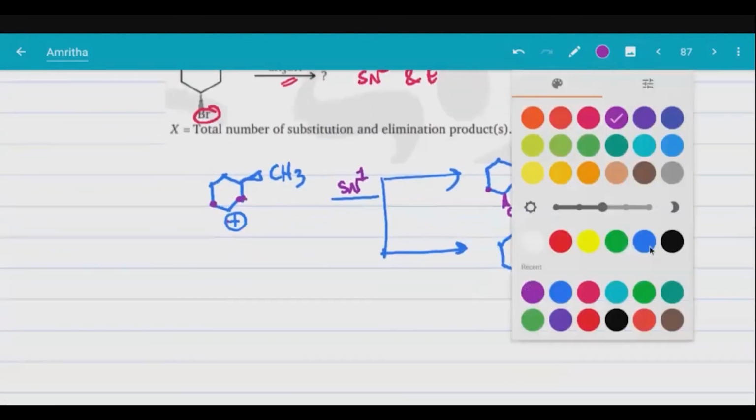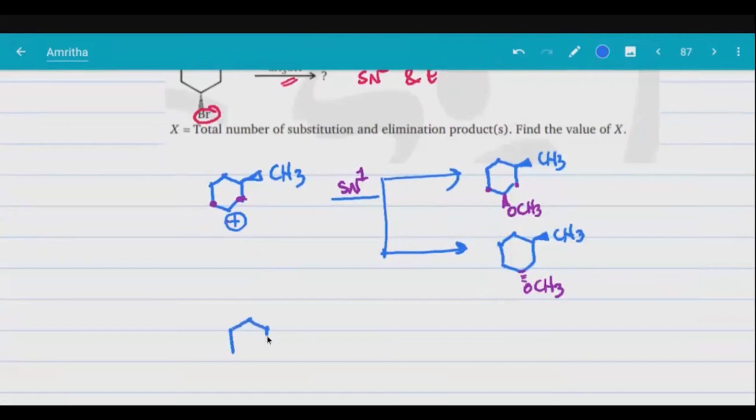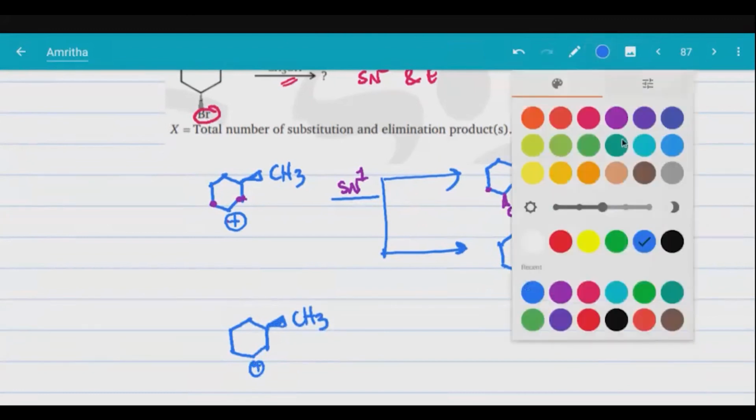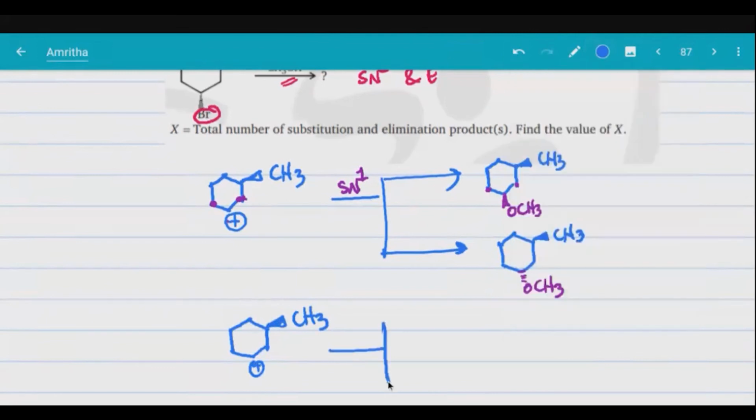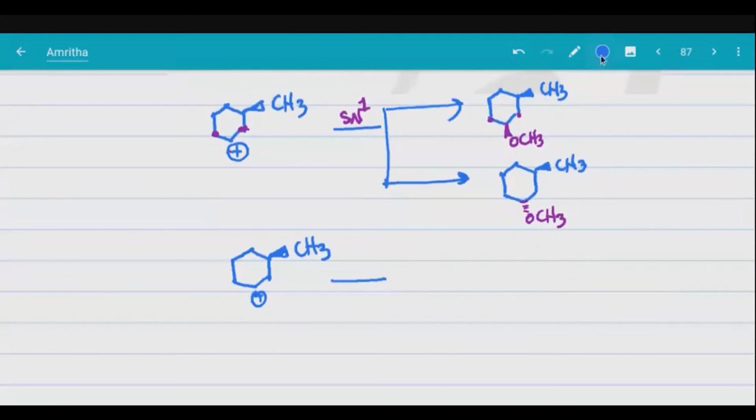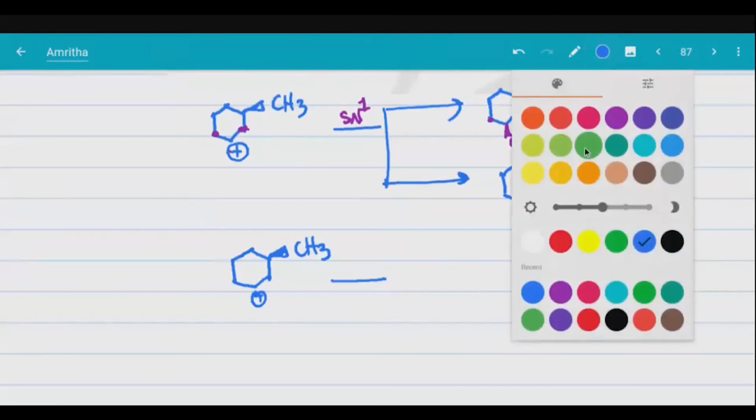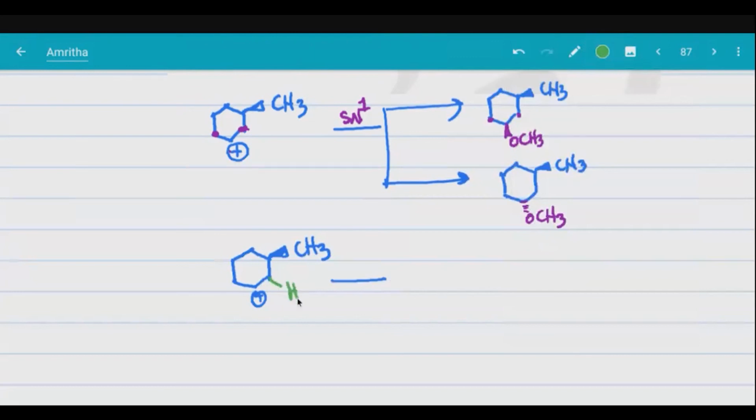So what about elimination reactions? Elimination means you have to remove hydrogen, right? So this is positive. This is CH3. I'll keep it like this. Now E1 elimination. I can clearly see there are two types of hydrogens here. This is hydrogen blue and this is hydrogen red. If I remove, I'll get different products. See this? Only alpha hydrogens, adjacent hydrogens only. Don't remove from any other carbon.